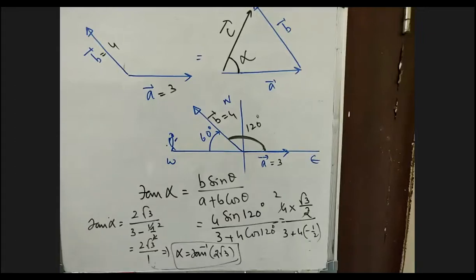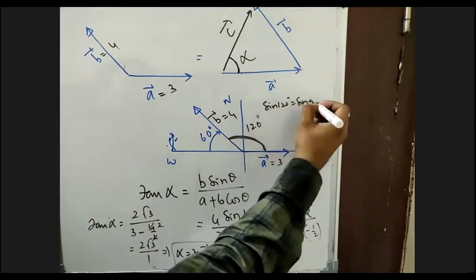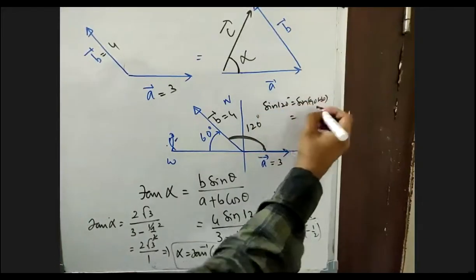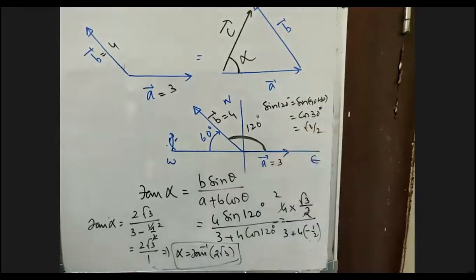And then, sin 120 can be written as sin 90 plus 30. Sin 90 plus theta is nothing but cos 30. Cos 30 is root 3 by 2. Okay, very good.